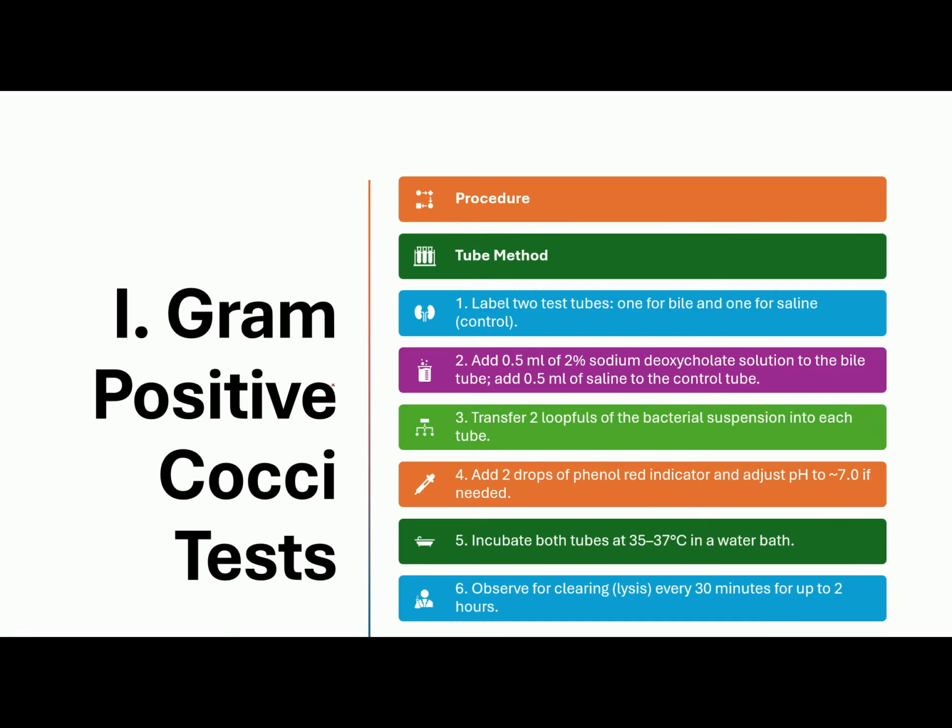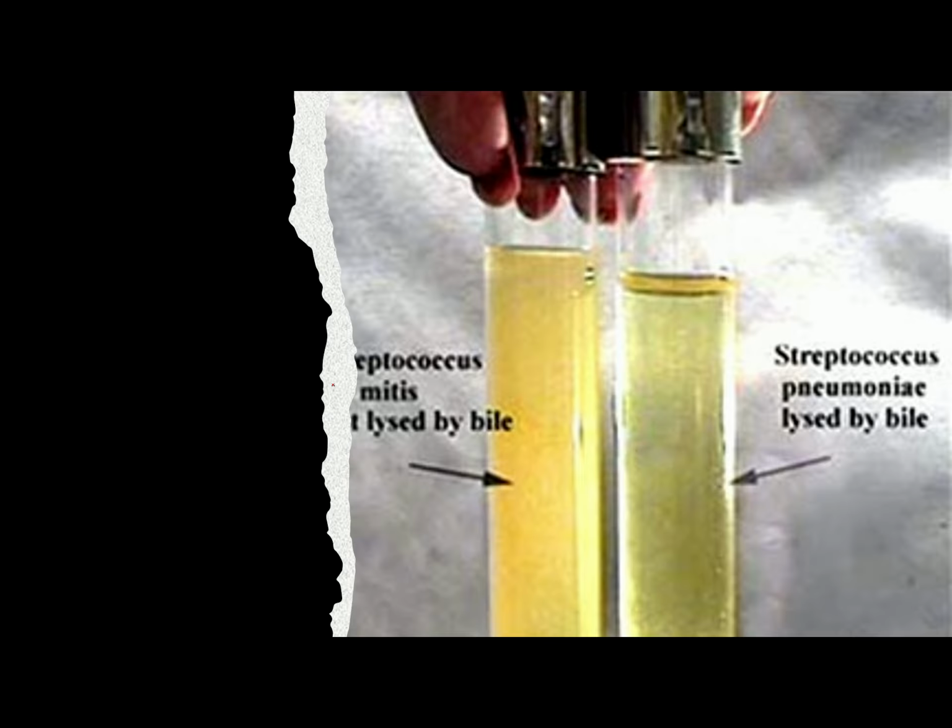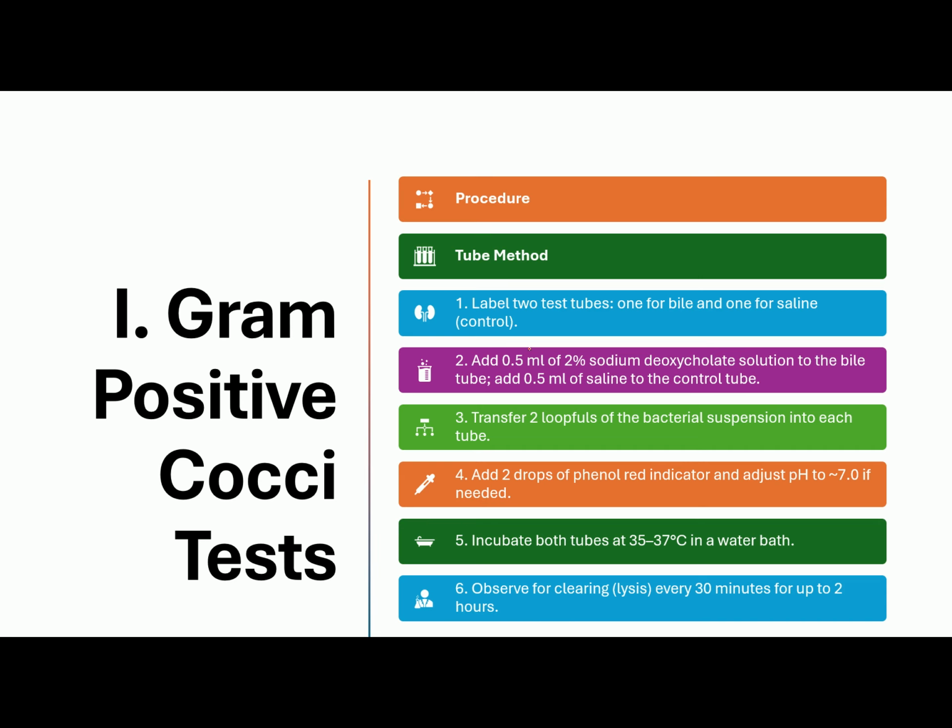So this is the procedure. There are two methods, class, the tube and the plate. Let's start with the tube method. Label test tubes, one for bile and one for saline, which is the control. Add 0.5 ml of 2% sodium deoxycholate solution to the bile tube. Add 0.5 ml of saline to the control tube. Transfer 2 loopfuls of the bacterial suspension into each tube. Add 2 drops of phenol red indicator and adjust pH to 7 if needed. Incubate both tubes at 35 to 37 degrees in a water bath. Observe for clearing every 30 minutes for up to 2 hours.